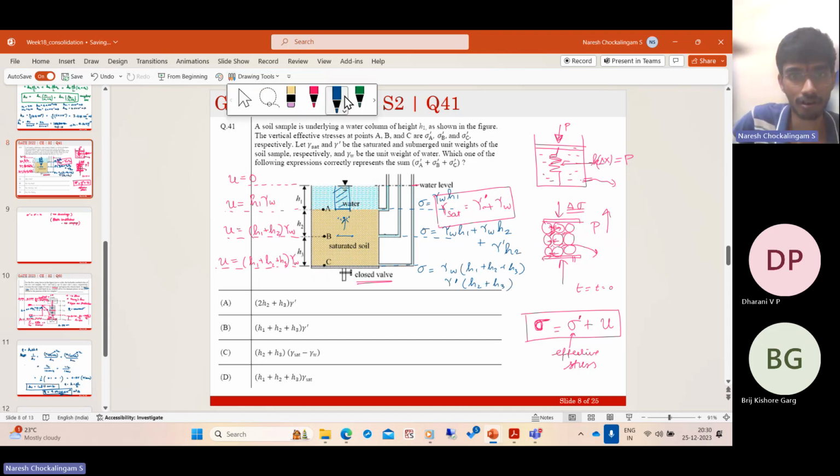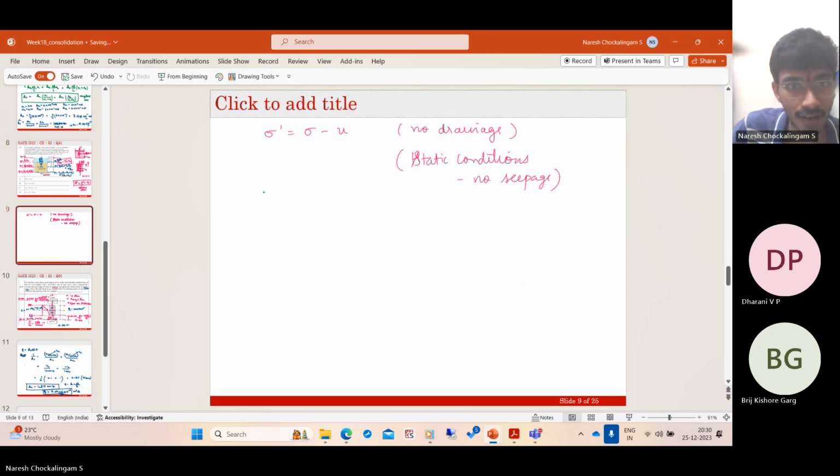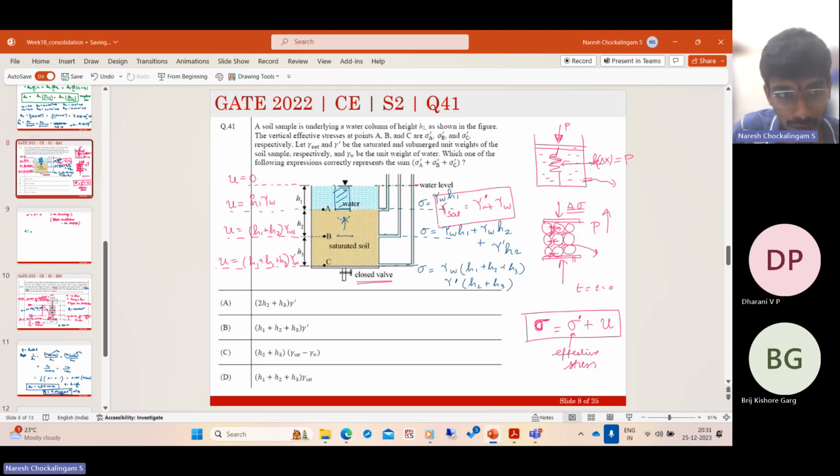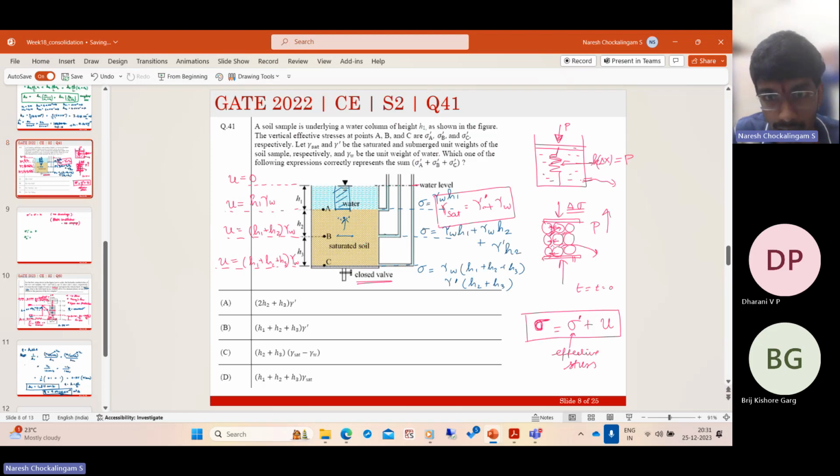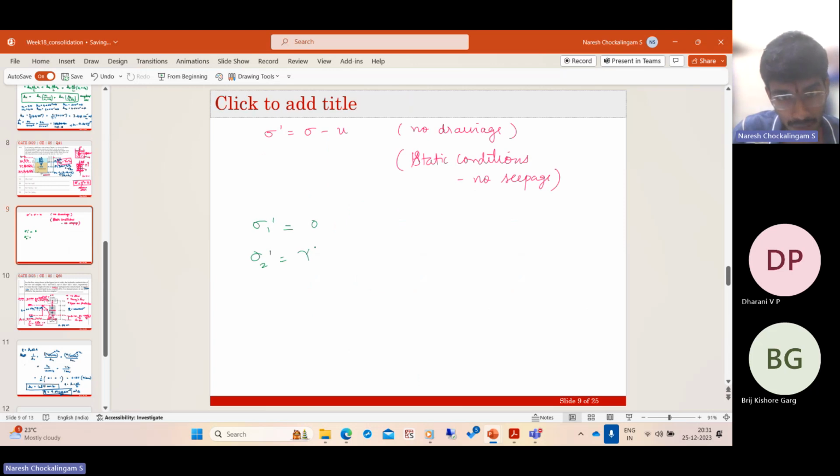So you got the total stress and the pore pressure at every point. The next step is to compute the effective stress. So sigma 1 prime is sigma minus u. Both are equal, so it is 0. And sigma 2 prime is what? Here you have gamma W into H1 plus H2, which is u, and gamma prime into H2. So it is just gamma prime into H2.